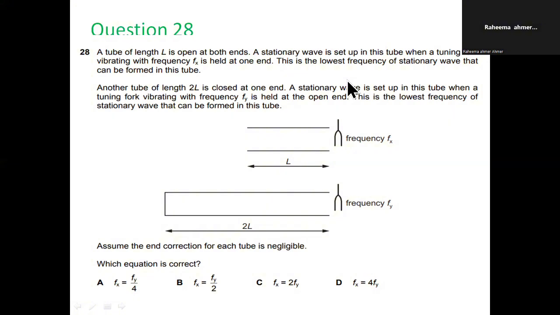Another tube of length 2L is closed at one end. The stationary wave is set up in this tube with a tuning fork vibrating at a frequency of Fy held at the open end. This is the lowest frequency of the stationary wave that can be formed in this tube. So now assume that the end correction for each tube is negligible.